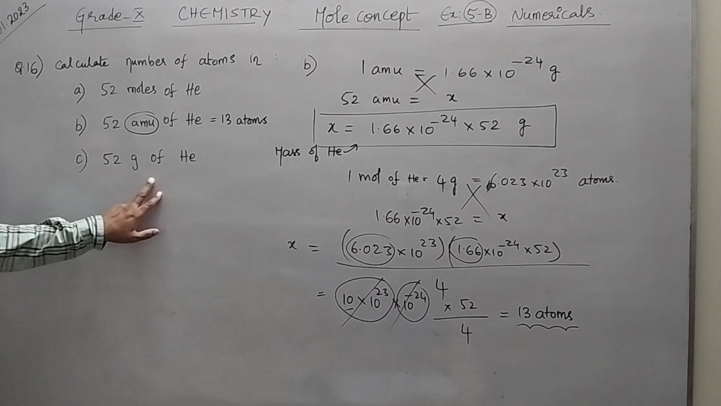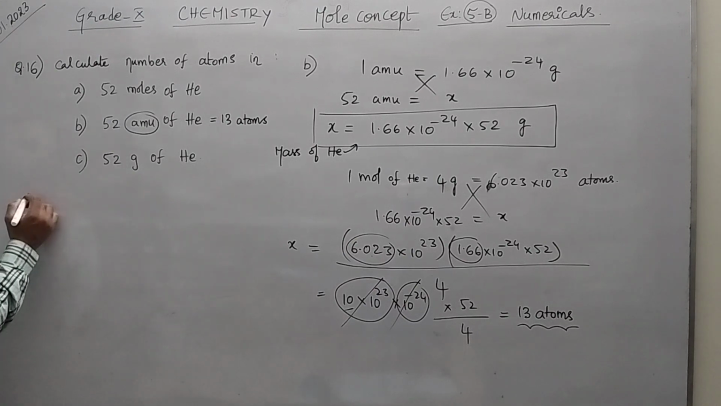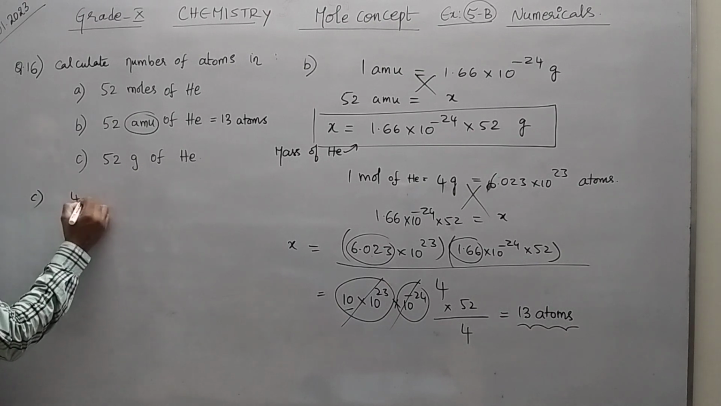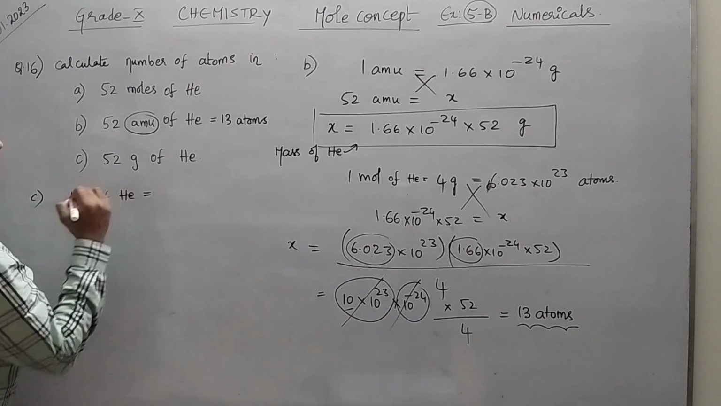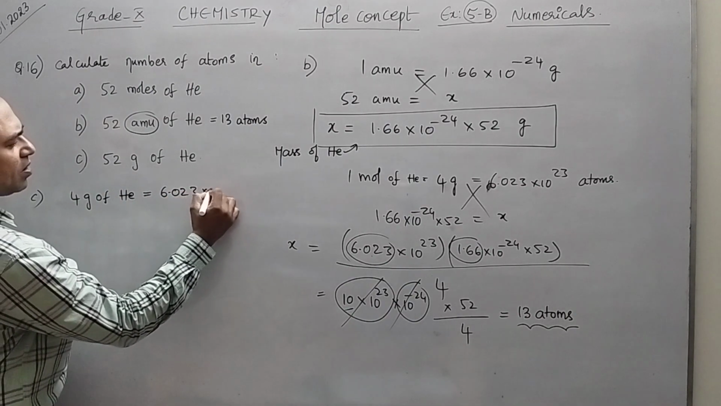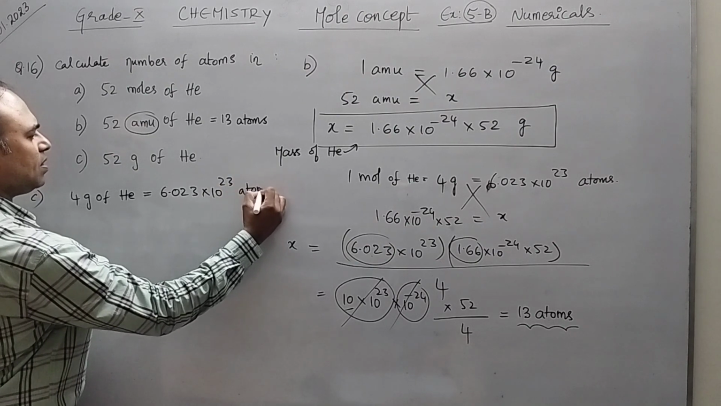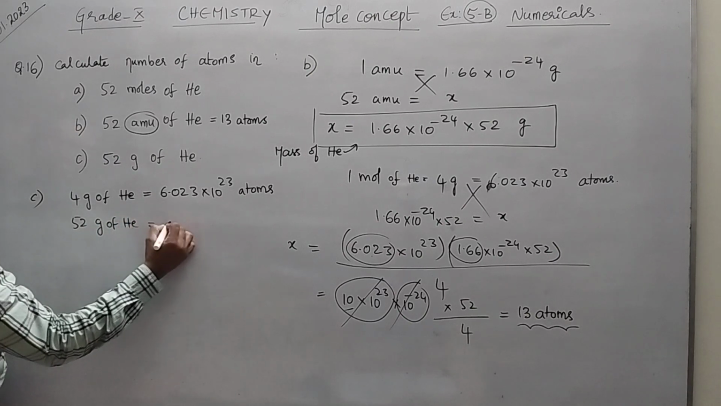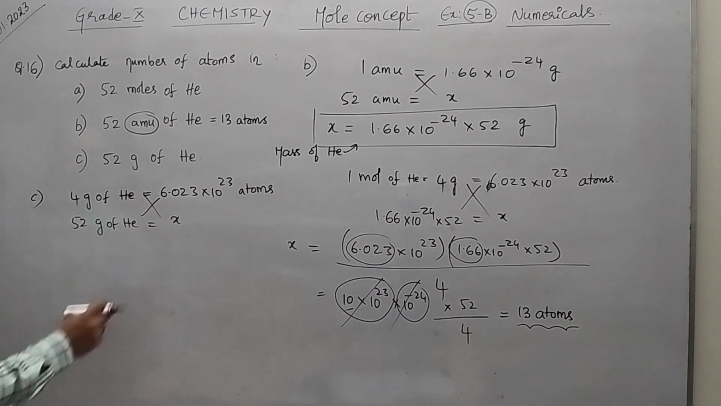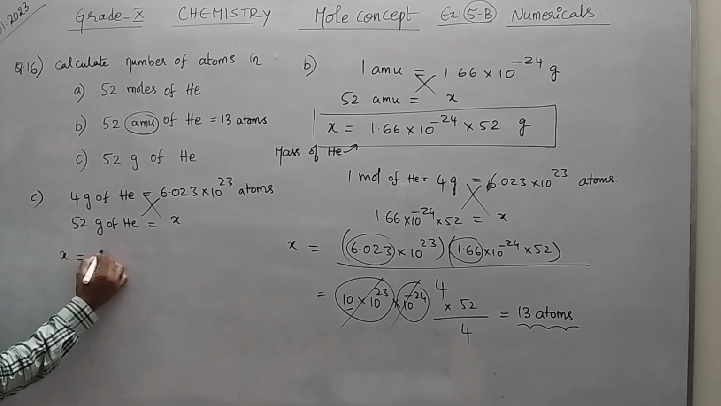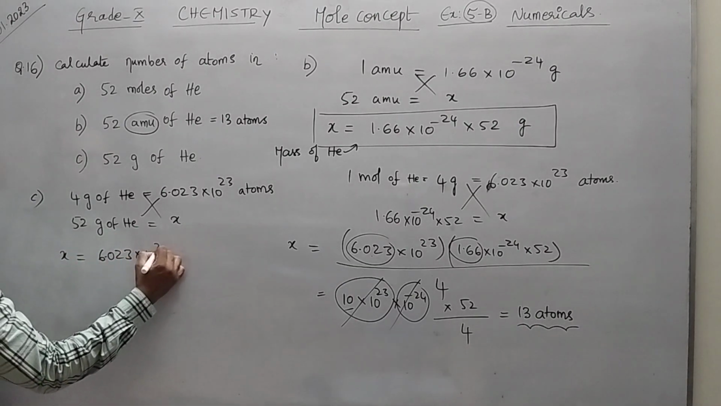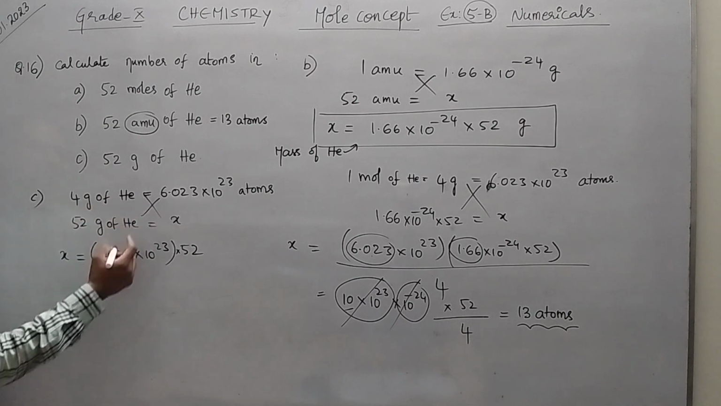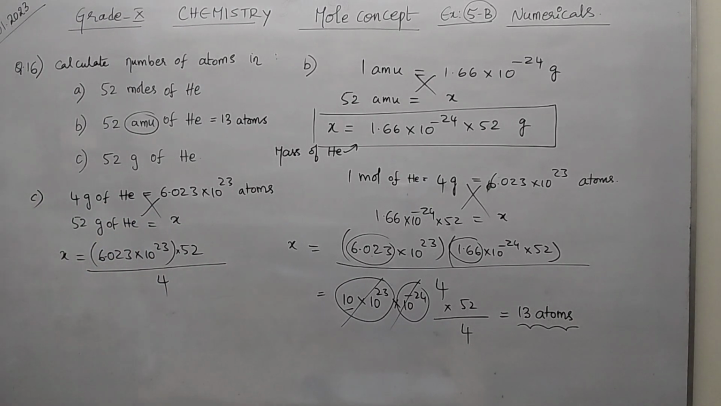Now easily you can solve for 52 grams of helium. So see, we can write here. You know that if you take 4 grams of helium, that is 1 mole, Avogadro number is 6.023 into 10 to the power of 23 atoms. But what they have mentioned here is 52 grams of helium, how many atoms are present? Taking it as x, cross multiply. Now x is equal to 6.023 into 10 to the power of 23 into 52, and 4x was there, so here it will be divided by 4.